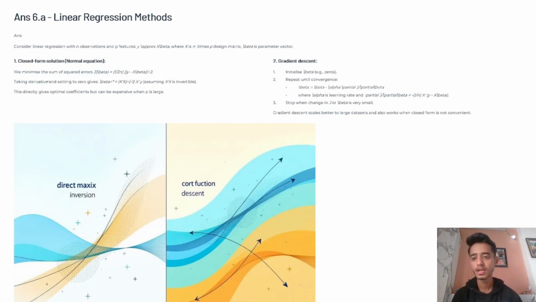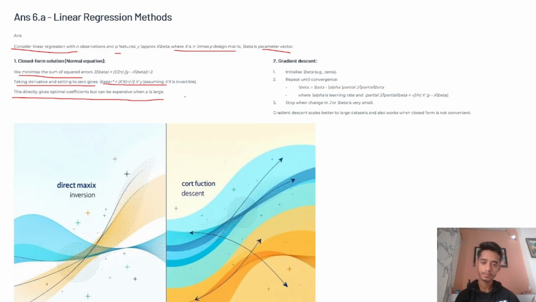Consider linear regression with n observations and p features, where X is the n by p design matrix and beta is the parameter vector. So first is the closed form solution. We minimize the sum of squared errors. Then taking the derivative and setting it to 0 gives beta equals this, assuming X transpose X is invertible. This directly gives the optimal coefficients but can be expensive when p is large.